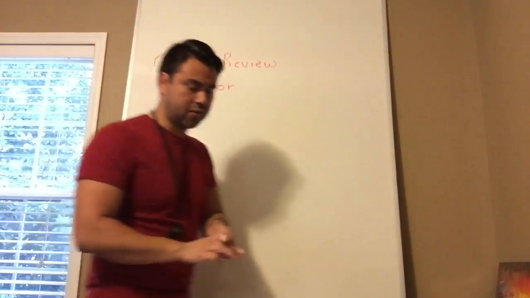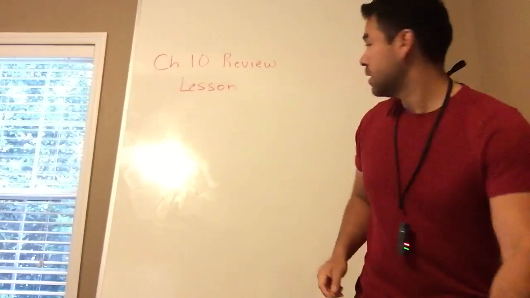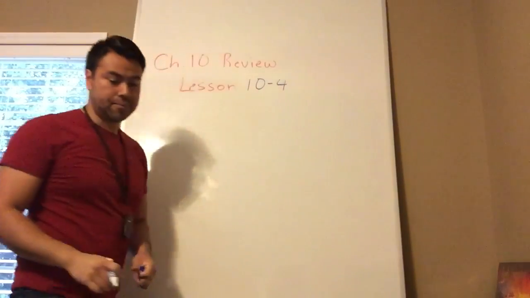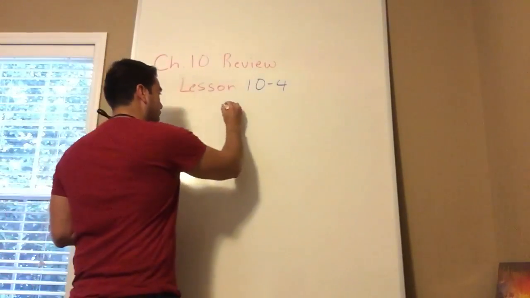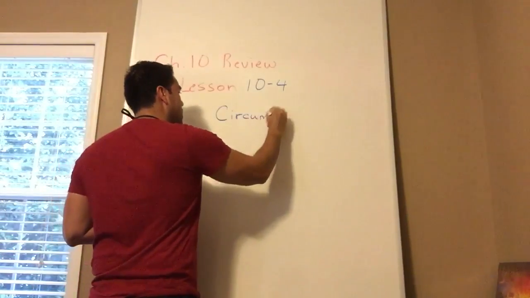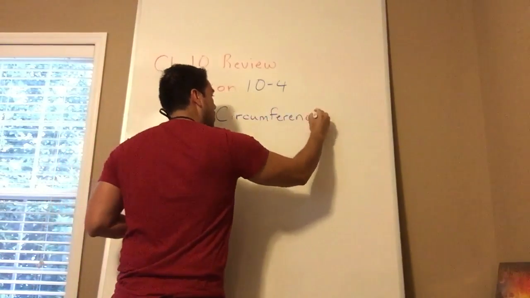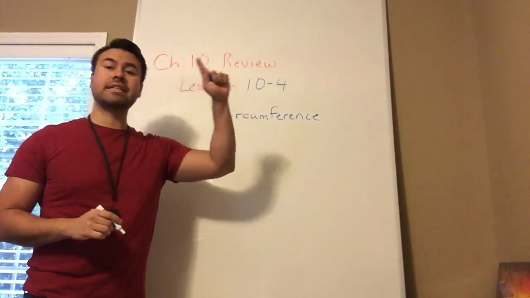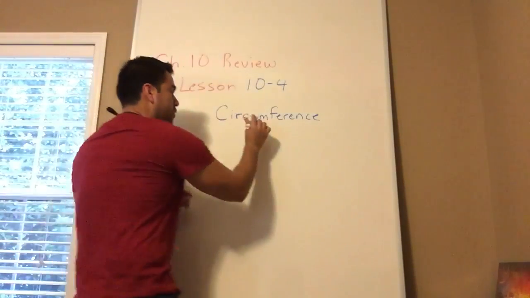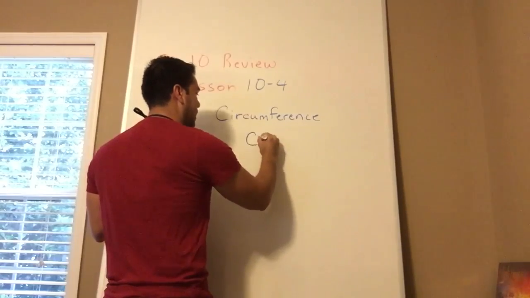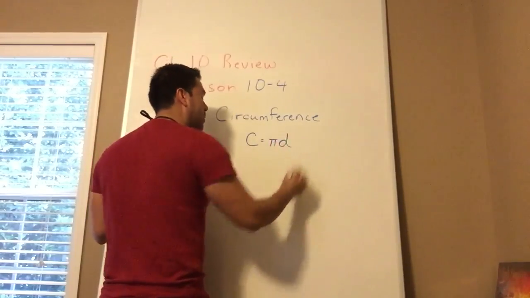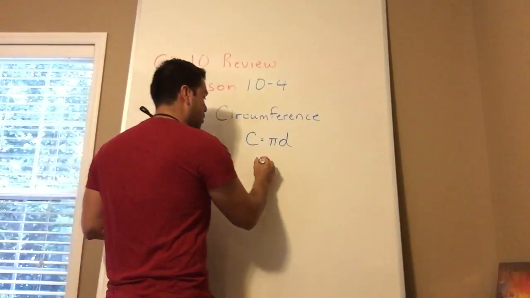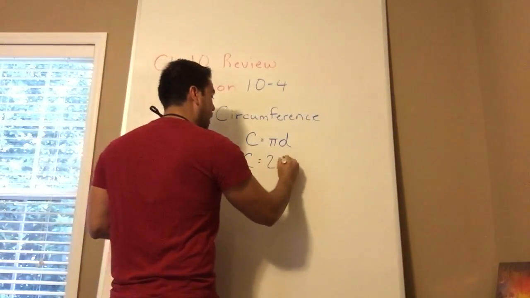10-4, and I'm going to use a different marker so you can see a little bit clearer. So 10-4 would be your circumference and area. So another two formulas you need to get: circumference of a circle. That means perimeter of a circle. So if you're ever looking for the distance around a circle, that's circumference. And that's going to be C equals either pi times diameter. So you either multiply 3.14 times the diameter, or you're going to do C equals 2 pi r.